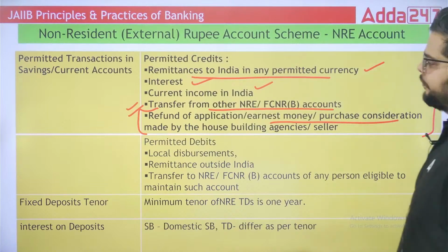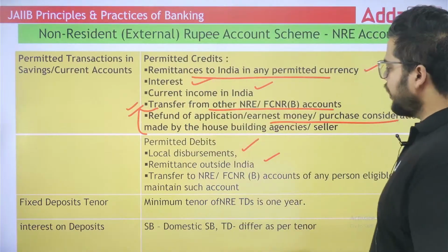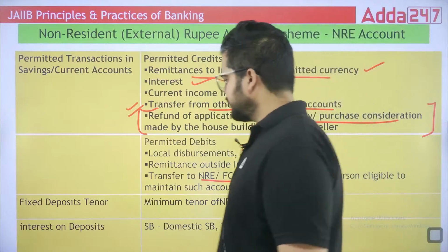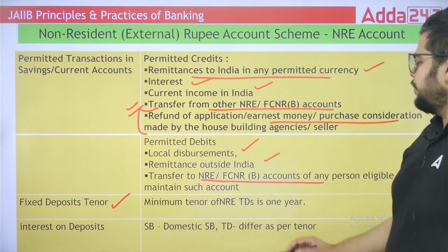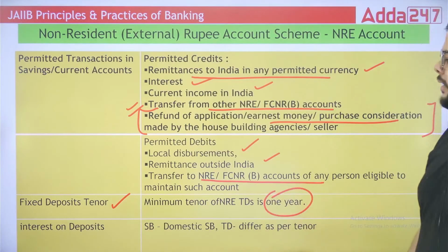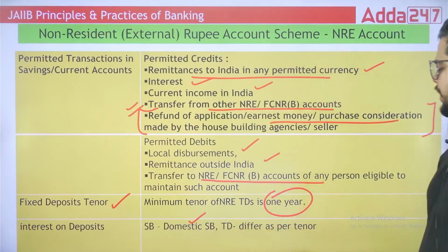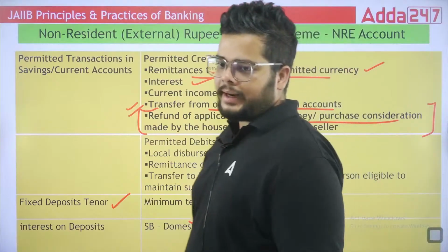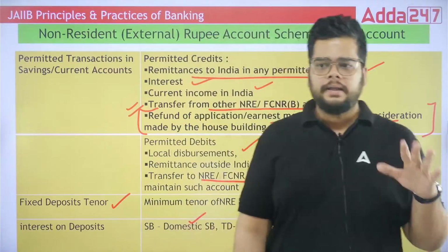What about the debits? Local disbursements, then remittance outside India, along with the transfer to the NRE or FCNR account of any person eligible to maintain such an account. Now there are certain schemes like fixed deposit tenor. What about the tenor here? The minimum tenor is 1 year. When we talk about the interest on deposit, the rate of interest for the savings bank account will be the domestic rate, and for the term deposit, it will differ as per the tenor. I hope that the NRE account, along with the basics of the other two accounts, is clear to you till now.